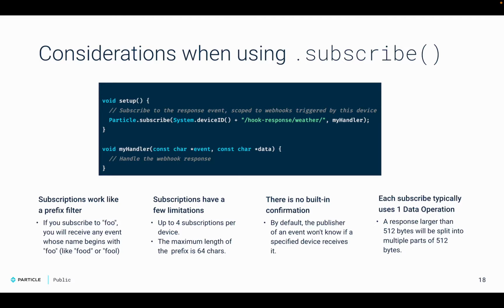Lastly, large responses will be chunked in 512-byte parts, each consuming 1 data operation. So ideally, responses should be short or shortened in the cloud before being sent to your devices. If you'd like to learn more about how to use these prefix filters more effectively, please check out our in-depth guide in the description.